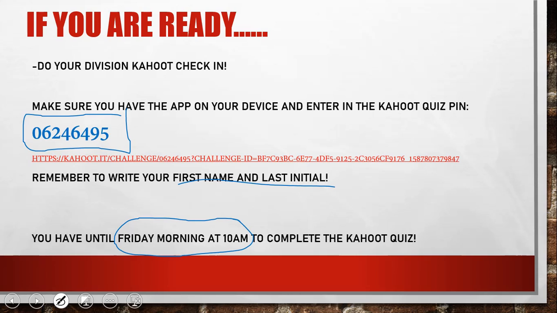And remember, you just have to do your Kahoot quiz for math today. Try and do it before Friday morning at 10 a.m. That's when the Kahoot quiz pin expires and the challenge is over. Try and do it today or tomorrow because we will be introducing your final Show What You Know tomorrow. So good luck, and I look forward to seeing who can beat my score.